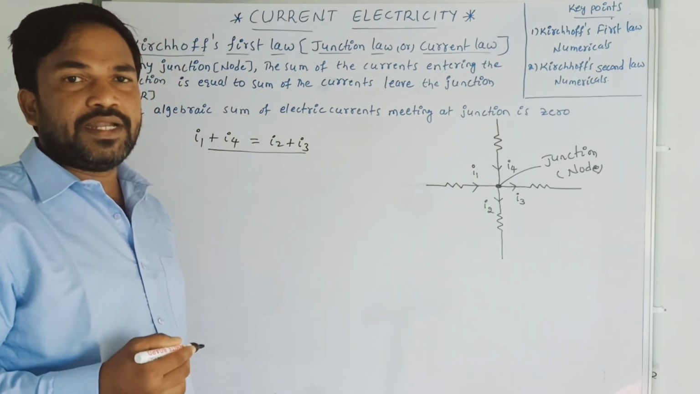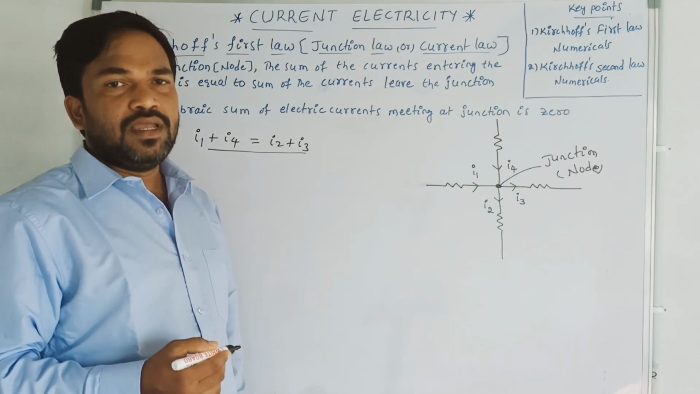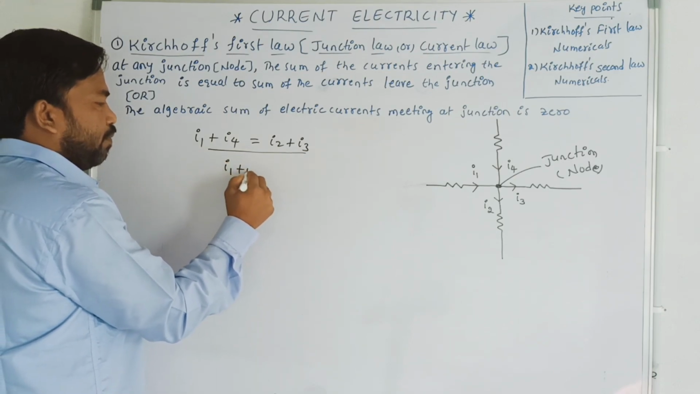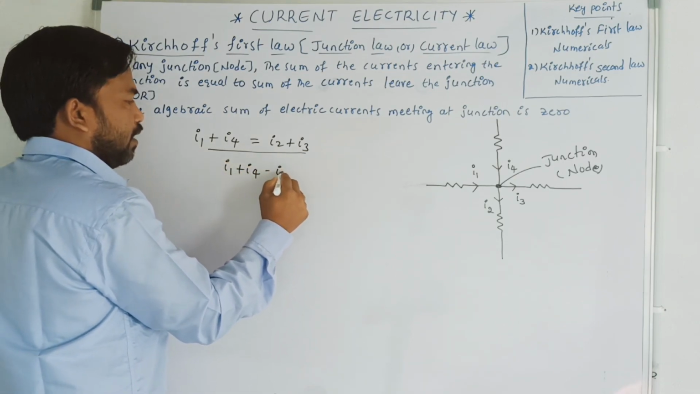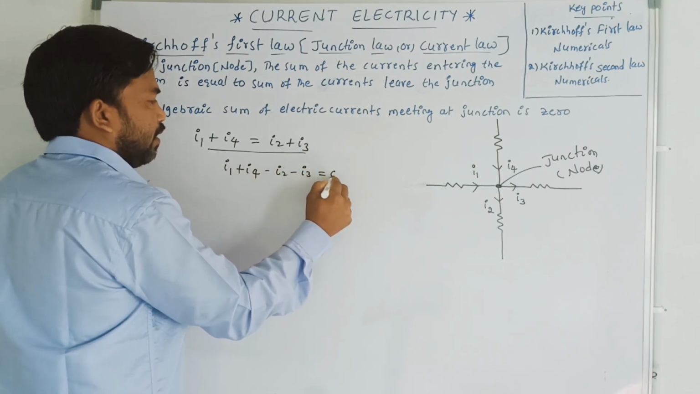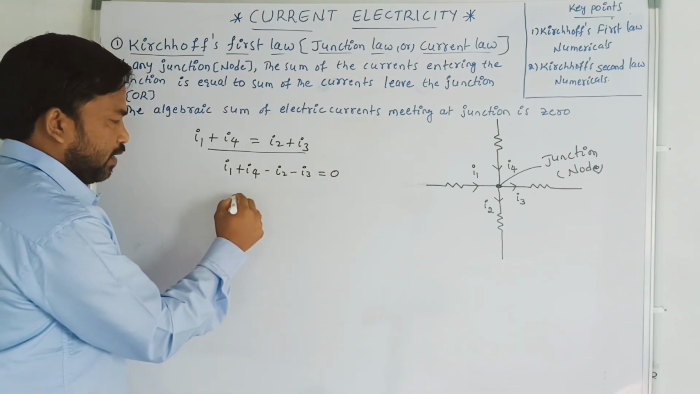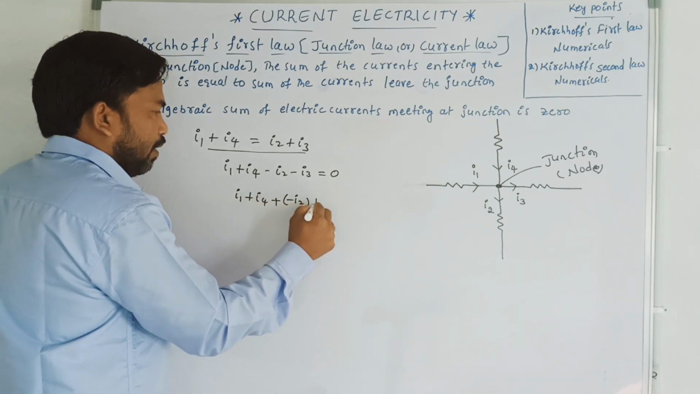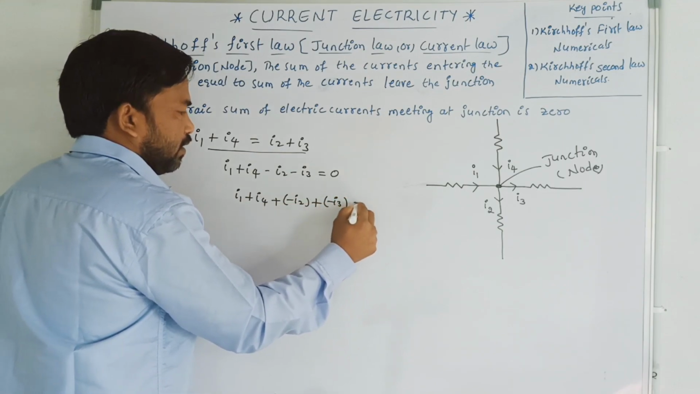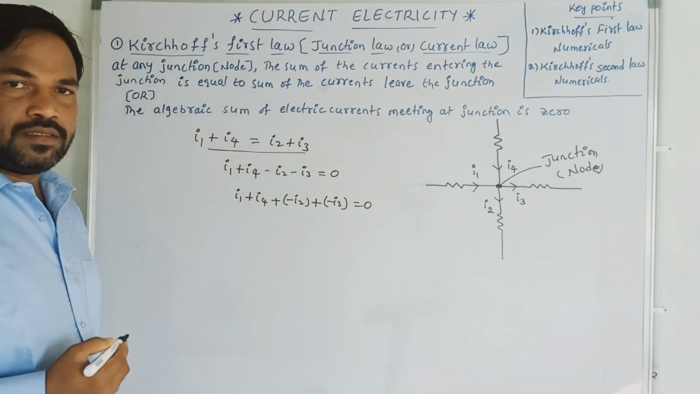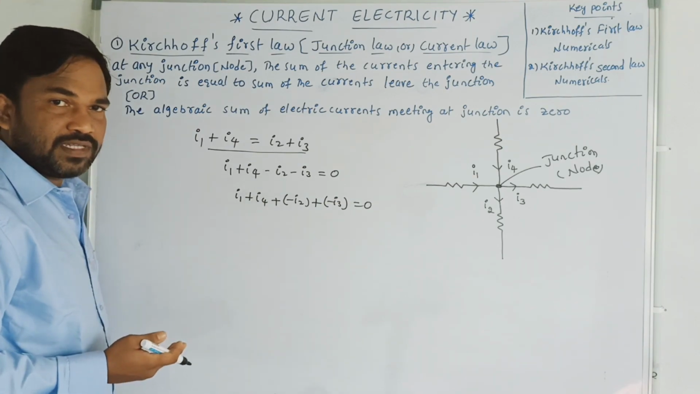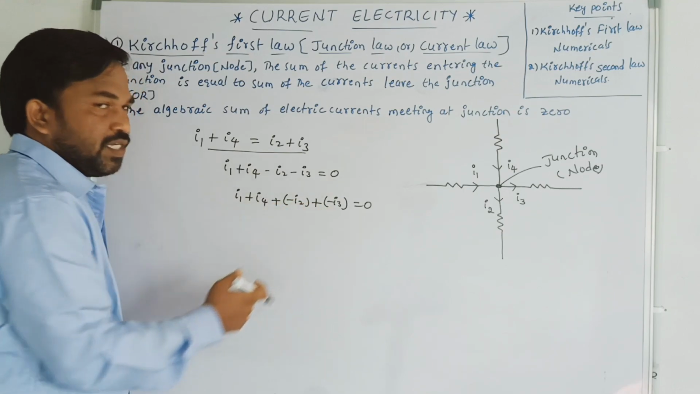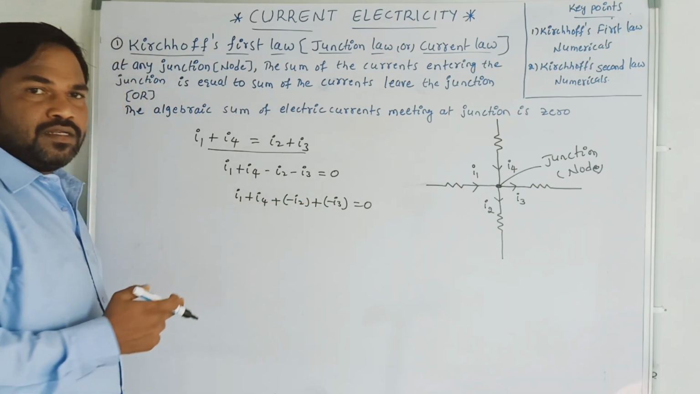The sum of the currents entering the junction is equal to the sum of the currents leaving the junction. If I bring these two currents to this side, what will happen? I1 plus I4 minus I2 minus I3 is equal to 0. That is, the sum of plus or minus currents is equal to 0. This is also known as Kirchhoff's first law. Why did I take the minus sign, sir? These are the currents leaving the junction and these are the currents entering the junction.